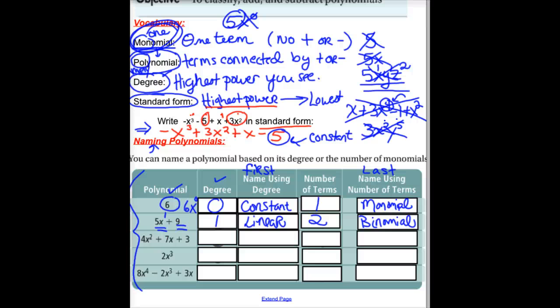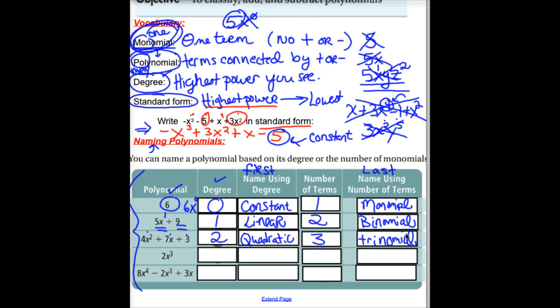So for the next one, what is its degree? What's the highest power I see? I see a 2. This is the weirdest one, we call those quadratics, which just seems weird because quad means 4, but we call those quadratics. There are 1, 2, 3 terms, and just like bi for bicycle, tri for tricycle or triangle, we call those trinomials.